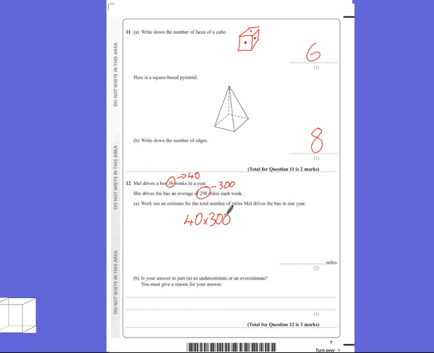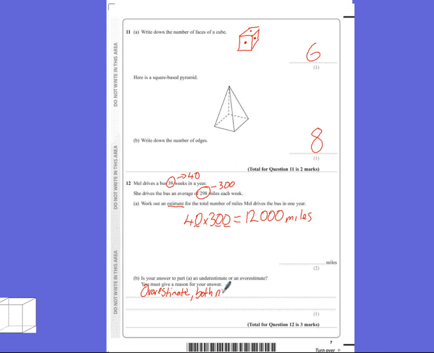We only do this when we're estimating. So 4 times 3 is 12, and then add 1, 2, 3 zeros. So that's 12,000 miles is our estimate. Part B, it says, is your answer to part A an underestimate or an overestimate? And give a reason. Well, it's going to be an overestimate, and the reason for that is I rounded both numbers up. So if I've made both numbers bigger, it's going to be an overestimate.